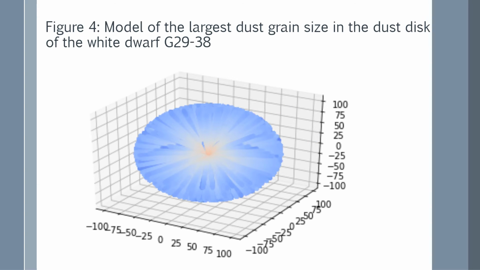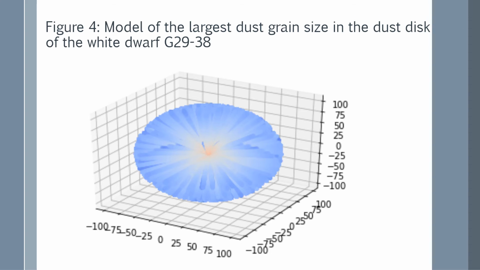Figure 4 shows a plot of the dust disk of G2938 with the spherical coordinate r, theta, and phi grid setup. The x, y, and z axes are in units of cells. For example, the max of each axis is 100 cells. In this figure, I modeled the temperature of the largest dust grain size, where the orange in the center is the warmest dust, and the dark blue at the edges is the coldest.